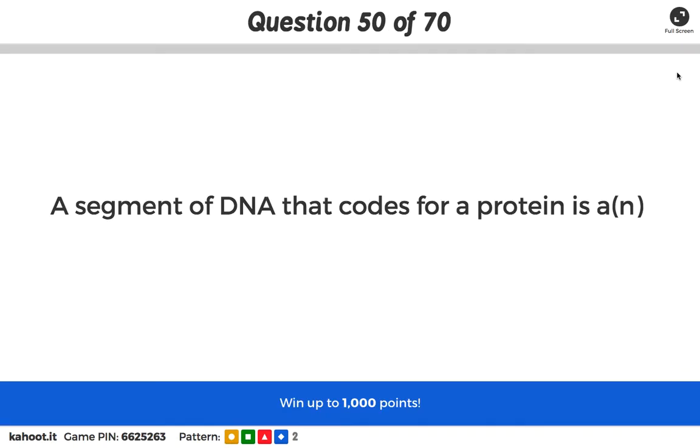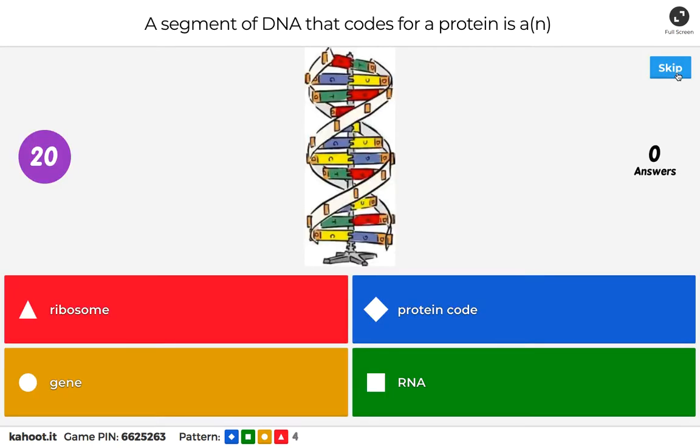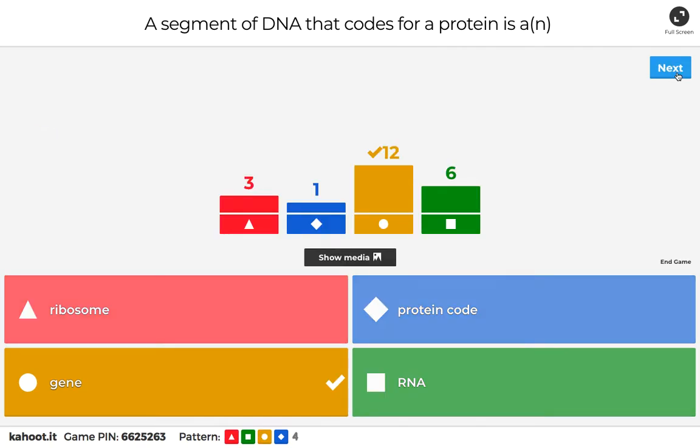I know it, I just clicked the wrong one. Segment of DNA that codes for a protein. So we've got about 20 more. What is this? If it codes for a protein, it's a segment of DNA. Gene the dancing machine.